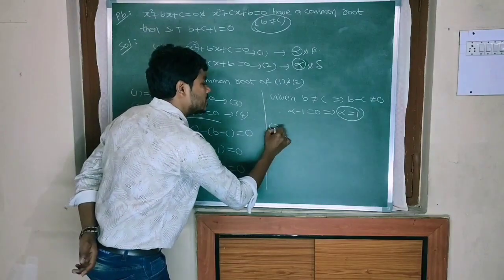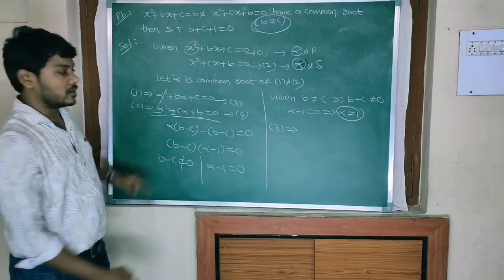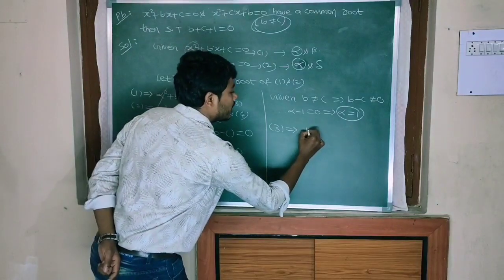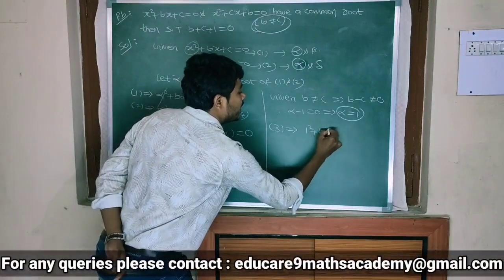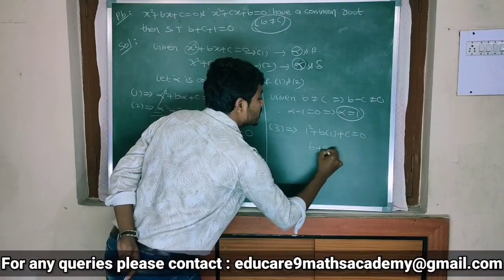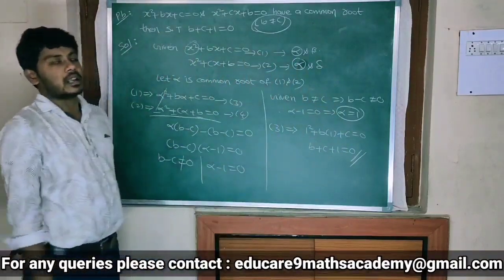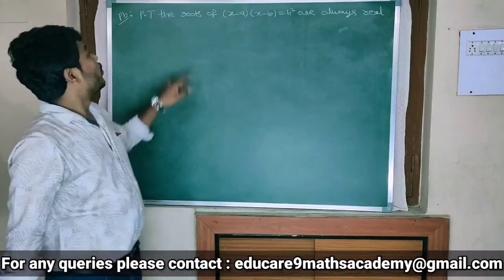Now 3 implies alpha is 1. So 1 square plus b into 1 plus c is equal to 0. This is b plus c plus 1 is equal to 0. So this is the required condition.